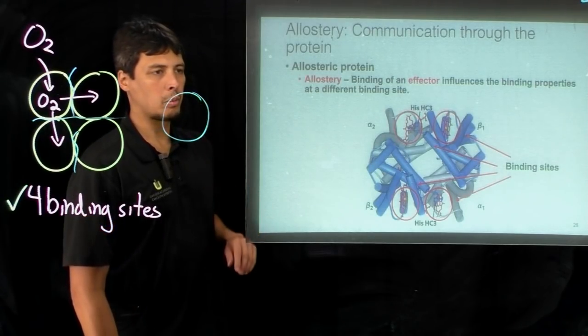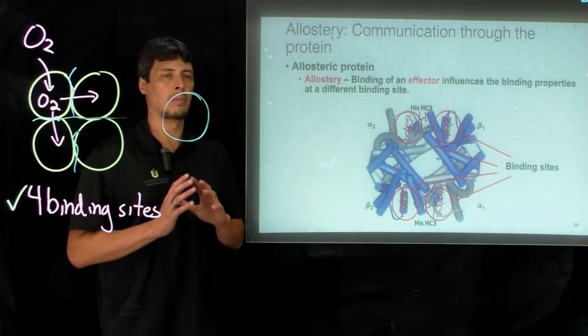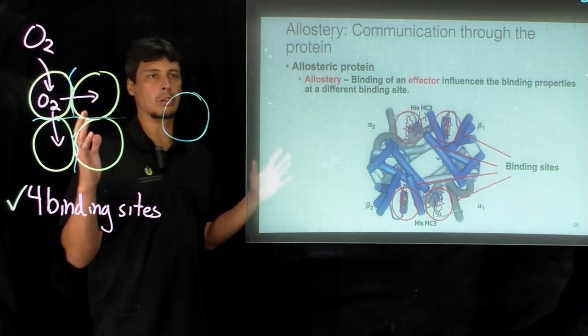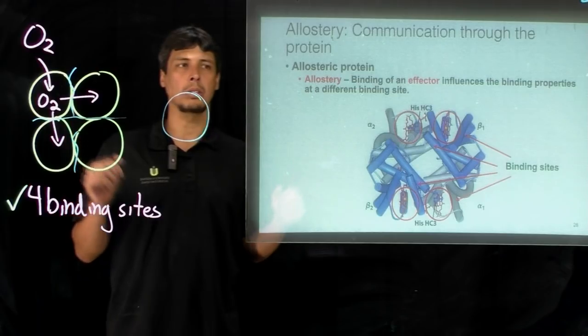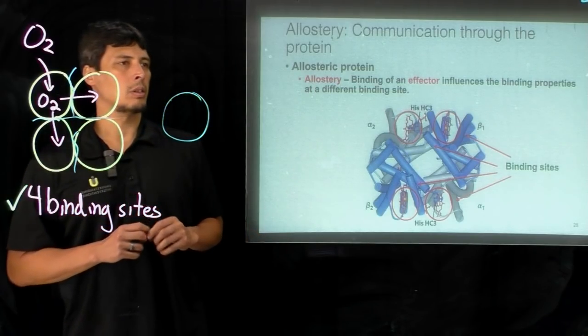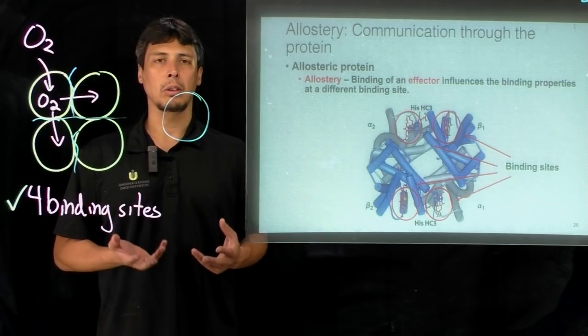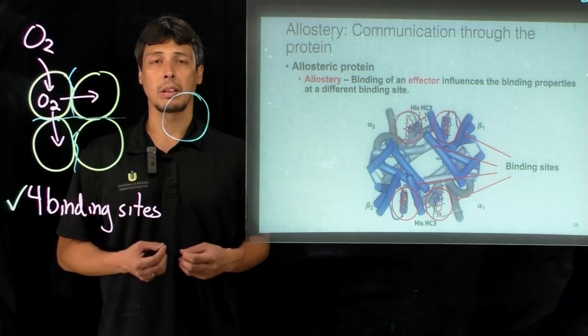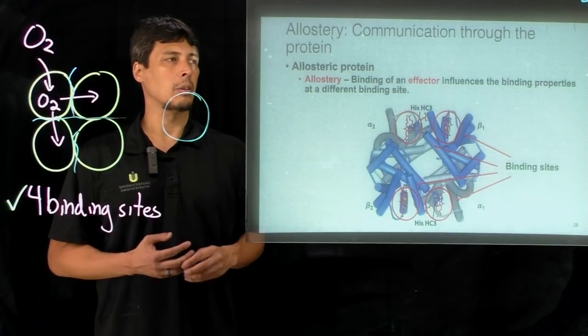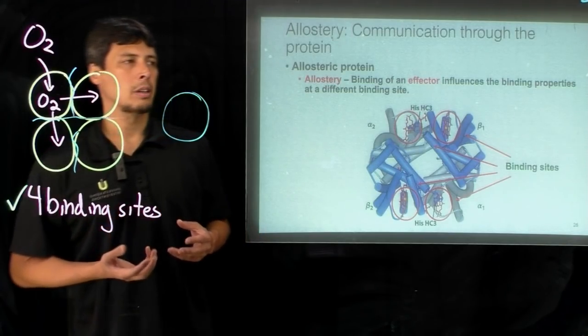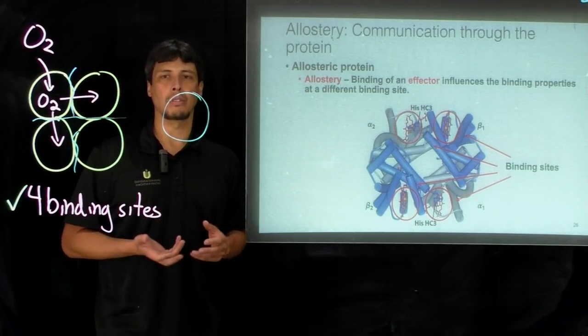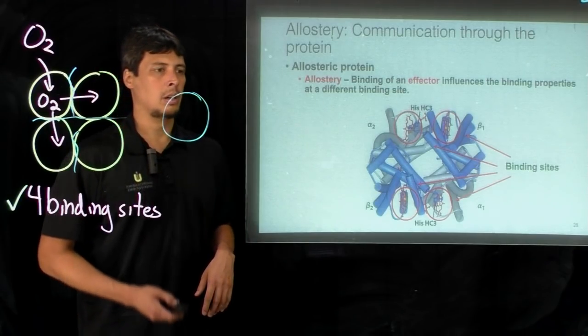So this phenomenon where we can have communication over long distances through the protein is called allostery. And so this is when binding of an effector, for the case of hemoglobin, we're talking about oxygen. That is the effector molecule, where the binding of an effector influences the binding properties at a different binding site. Okay?